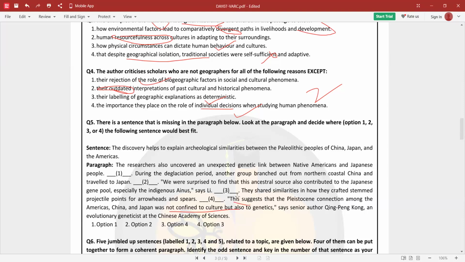See, here, this suggests what is this? America, China, and Japan is given, here also the same is given, so the same will come here, your answer.